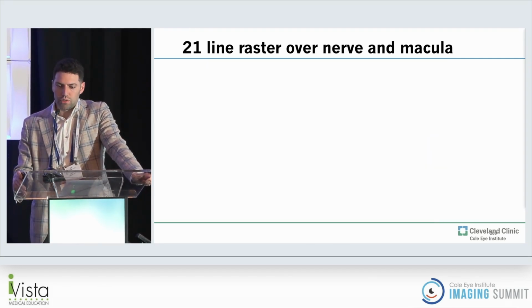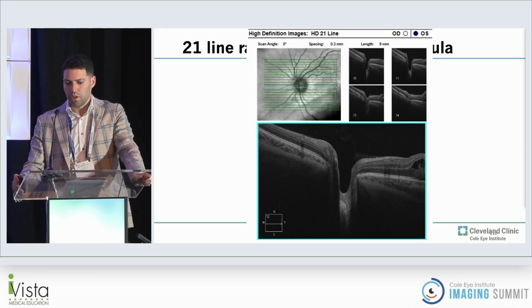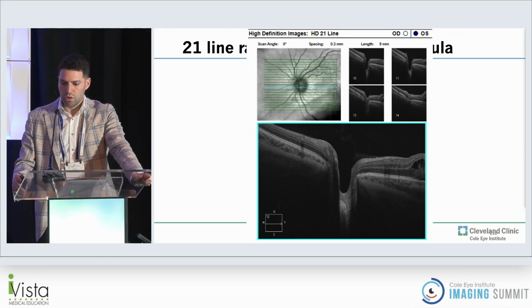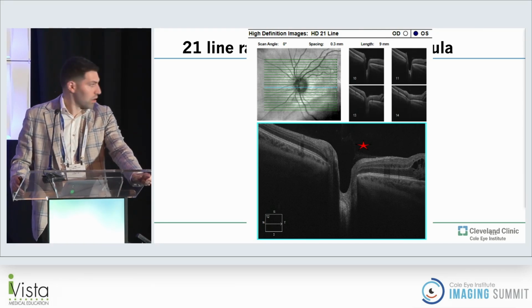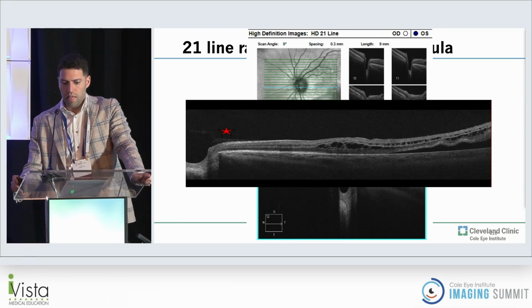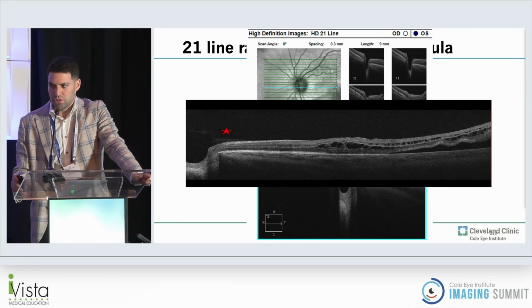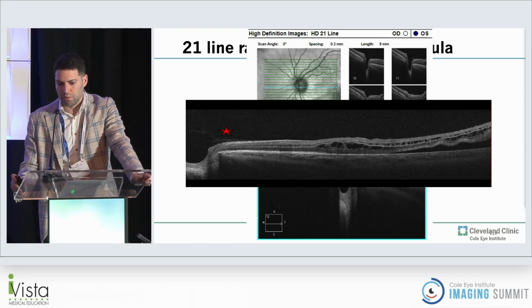We have to get OCT, and I like to get a raster over the nerve and the macula. So here we see an OCT over the nerve and the macula. It's a little bit more grayed out than it was on my slides, but here's another photo, and you can see that the hyaloid is very much down. So this is not a case that I'm going to do a vit buckle on. So very important to know. So the surgical order was changed, surgery plan was changed.